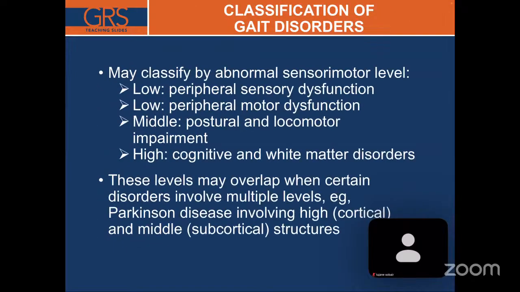The classification of gait disorders is generally based on the level of the sensory motor dysfunction, and we can group gait problems into 4 main categories. The low-level disorders, which are subdivided into peripheral sensory dysfunction and peripheral motor dysfunction. The middle-level disorders involving the postural and the locomotor impairment. And the high-level disorders, which, from the name, are related to the higher function of the brain, the cognitive and the white matter changes. It's important to note that some conditions, such as Parkinson's disease, may affect multiple levels at once, like both cortical and subcortical structures. So understanding this classification helps clinicians identify the underlying causes of gait problems and tailor interventions more effectively based on the origin or the level of the deficit.